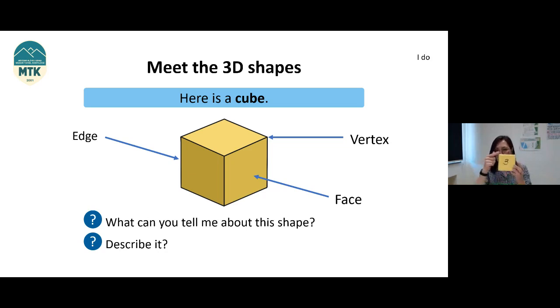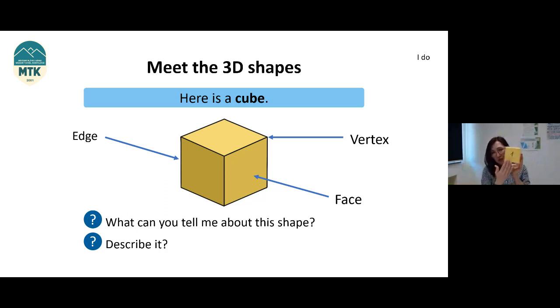How about this property? What was the name of this? Well done, that's the vertex. So let's count together how many vertices it has. 1, 2, 3, 4, 5, 6, 7, 8. 8 vertices.